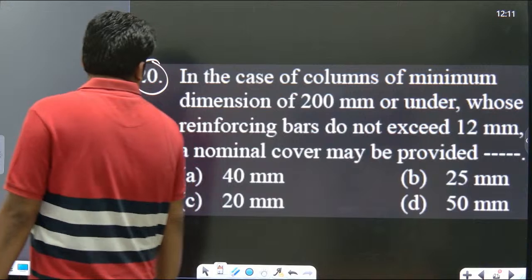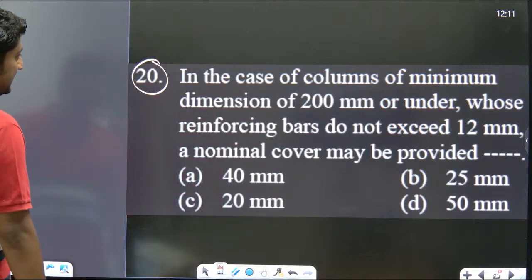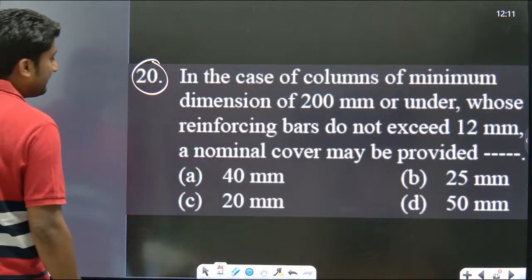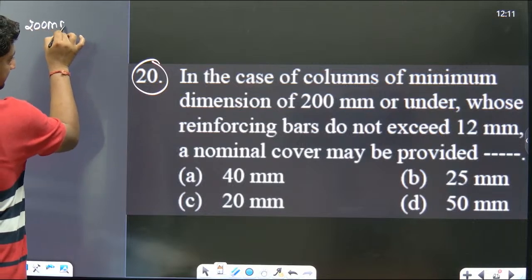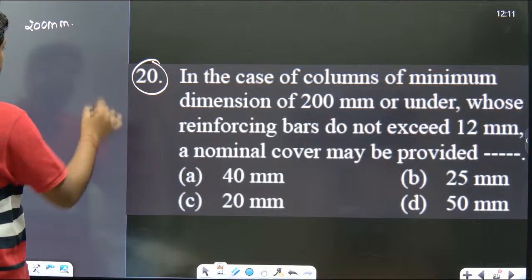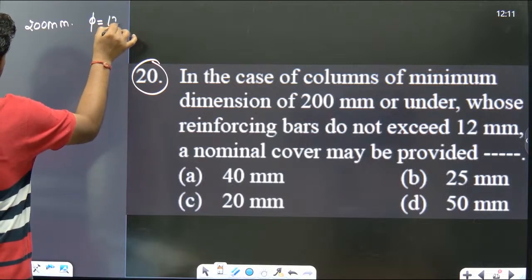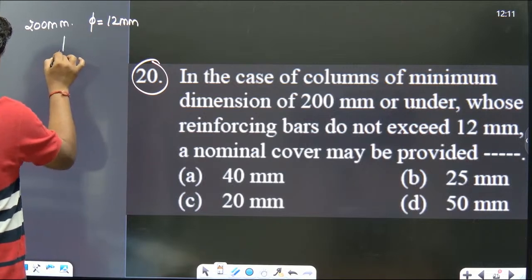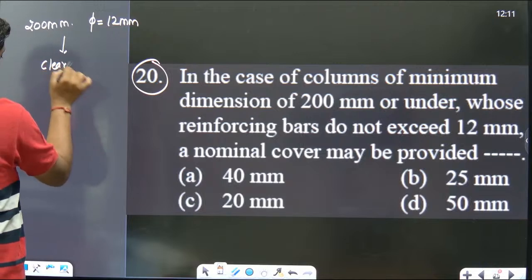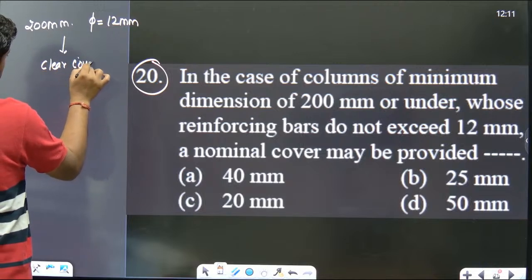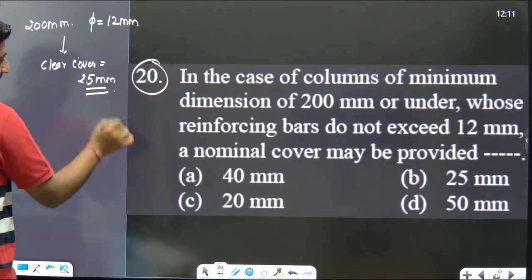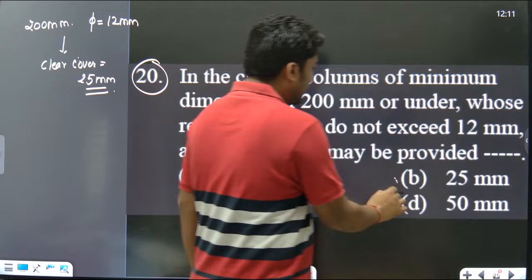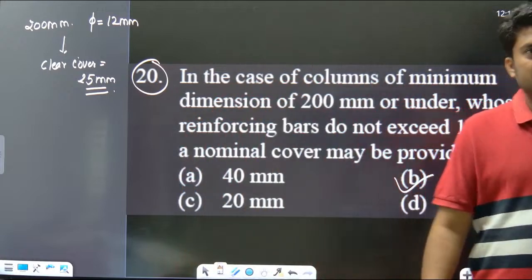Whenever the minimum dimension of the column is 200 mm or under, and you are using a bar diameter of 12 mm, you can see the clear cover in this case is not 40 mm. The clear cover in this case is 25 mm. Hence option B is the correct answer. Understood everyone?